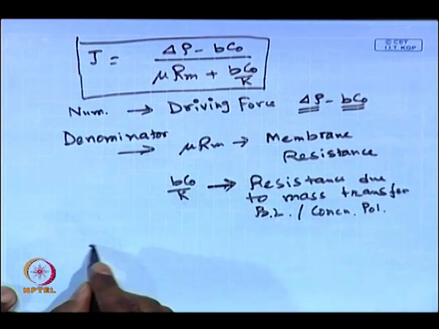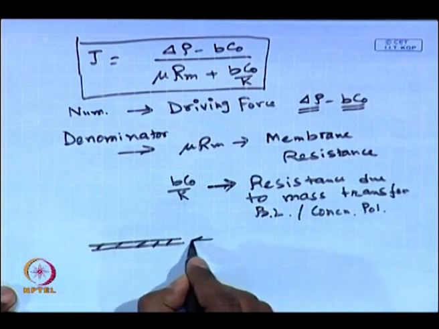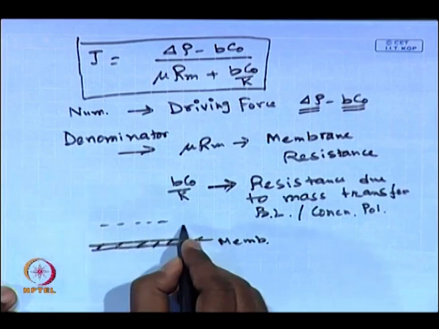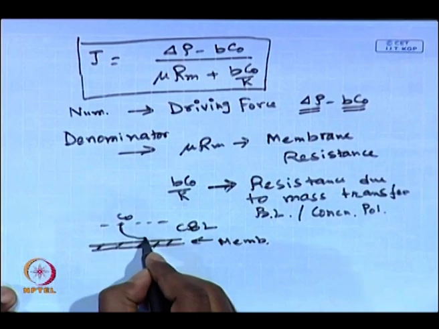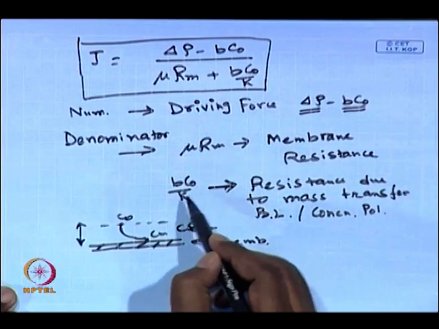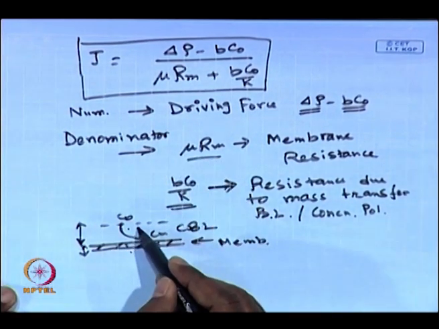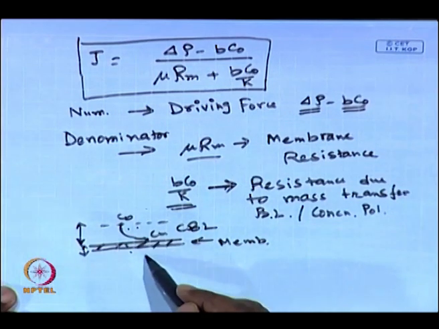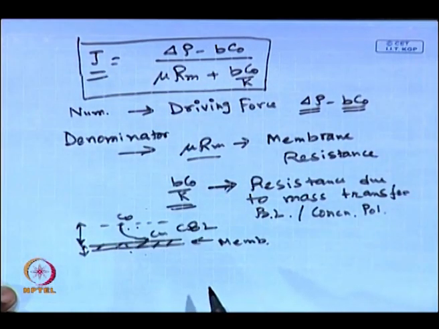Now, if you remember, these two resistances are in series. This is the membrane, this is the concentration boundary layer, or mass transfer boundary layer. Here it is C naught, here it will be Cm, the polarization layer will be here. So, this resistance is given by this term and this resistance by this term, they are in series. Therefore, delta P, the driving force, divided by the summation of these two resistances will give you the solvent flux or the productivity of the process.